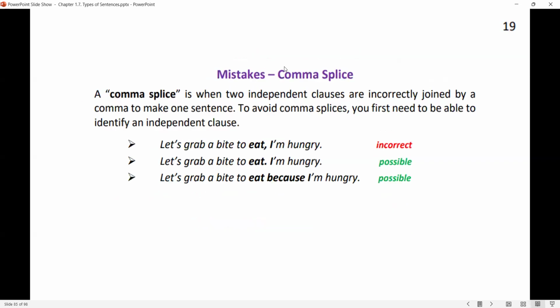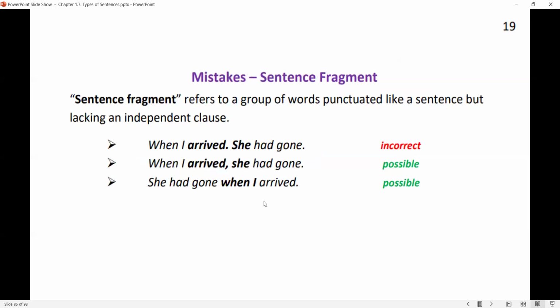Page 19 again. These are mistakes with comma. When you have 2 independent clauses and they are incorrectly joined by a comma to make one sentence, we have this type of mistake. Look, let's grab a bite to eat, comma, I'm hungry. That is incorrect. Let's grab a bite to eat, full stop. It's a complete sentence. I'm hungry. Another complete sentence. That is possible. Let's grab a bite to eat because I'm hungry. This is possible too. But here we just have a comma in the wrong place.